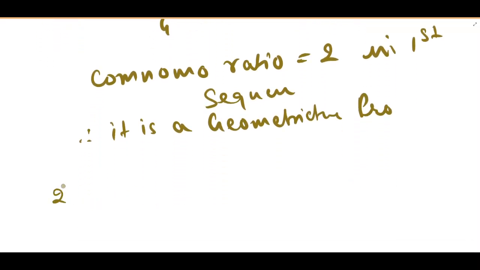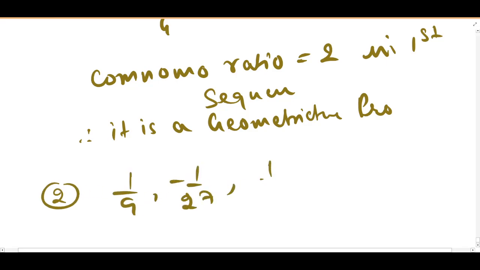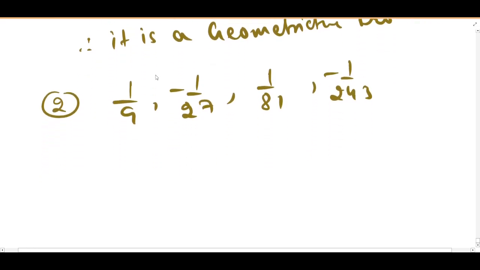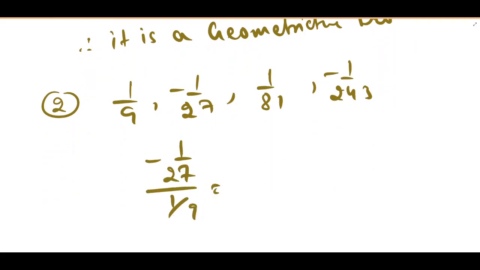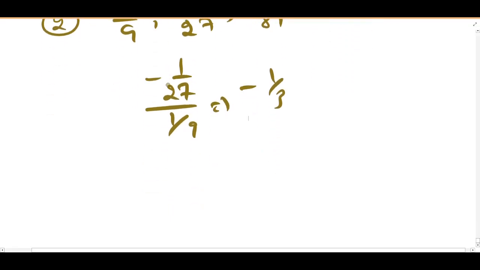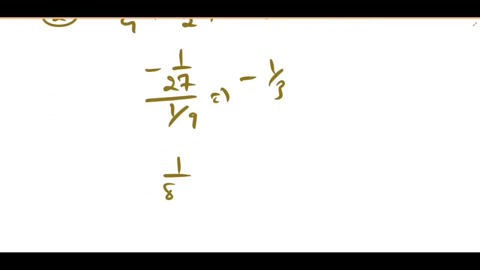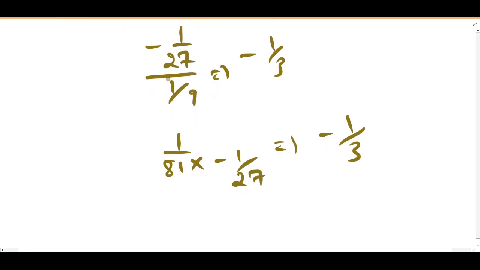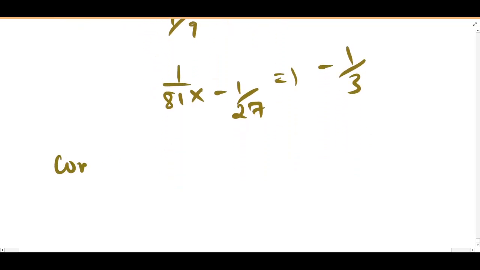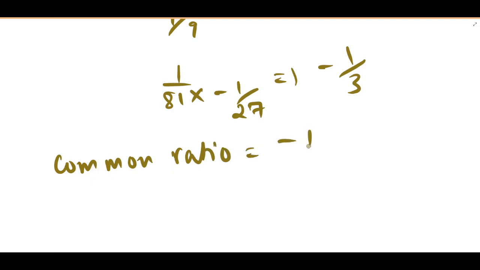Second is 1 by 9, minus 1 by 27, 1 by 81, minus 1 by 243. If we divide subsequent terms, minus 1 by 27 by the first term 1 by 9, we get minus 1 by 3. Second, 1 by 81 divided by minus 1 by 27, we get minus 1 by 3. So in this sequence we have a common ratio of minus 1 by 3.